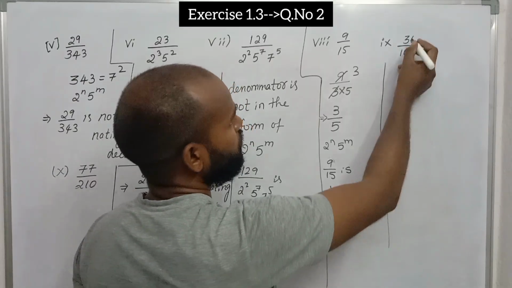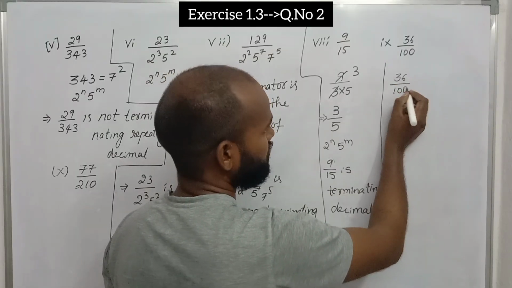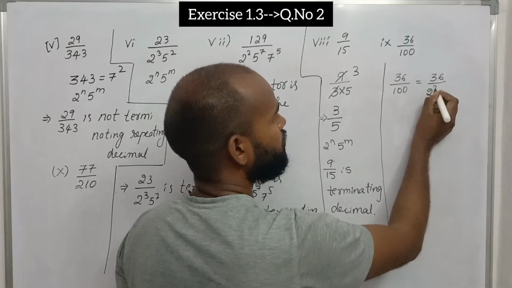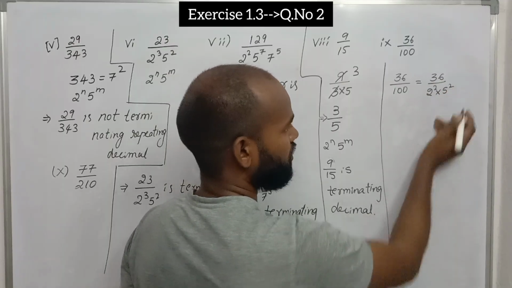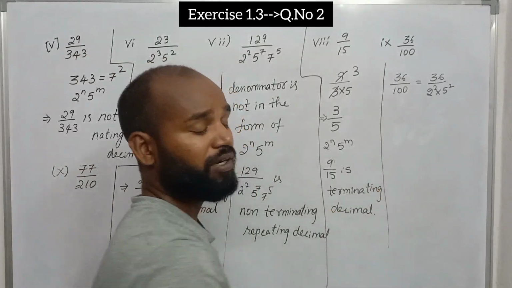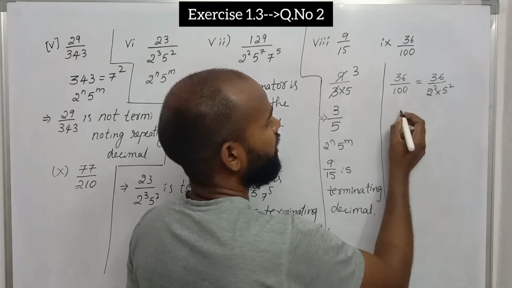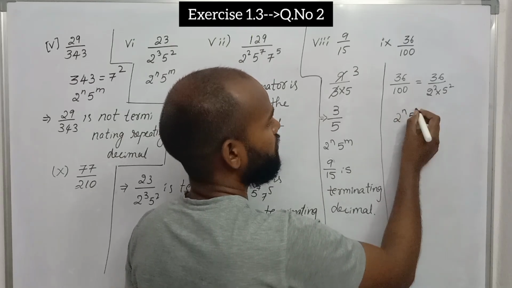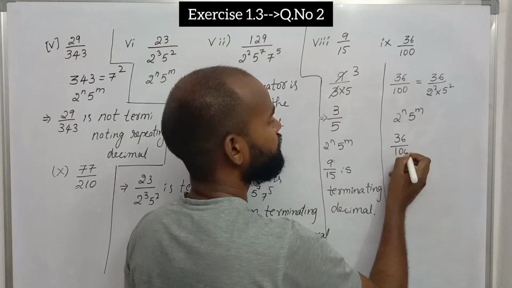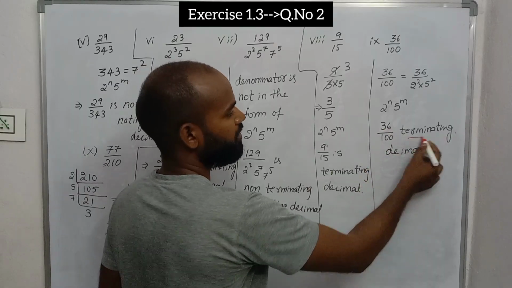Next one, 36 by 100. 100 can be written as 2 power 2 into 5 square. 4 into 25 is 100. So now it is in the form of 2 power n into 5 power m. So 36 by 100 is a terminating decimal.